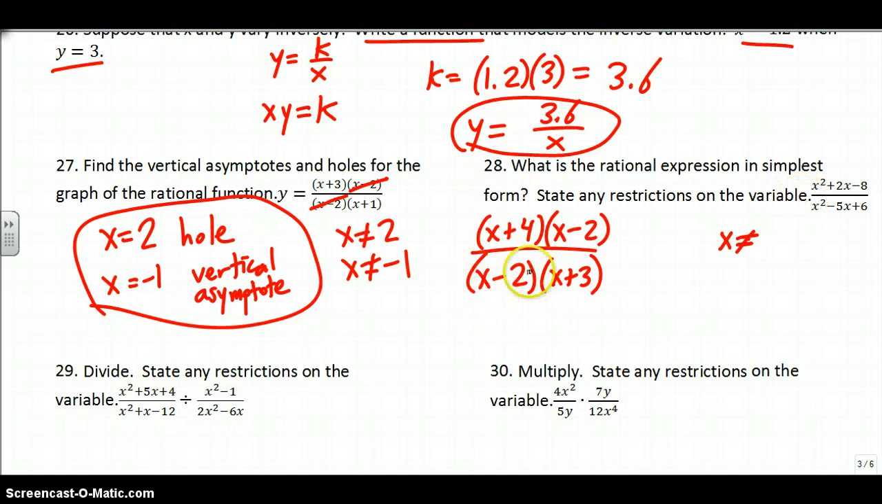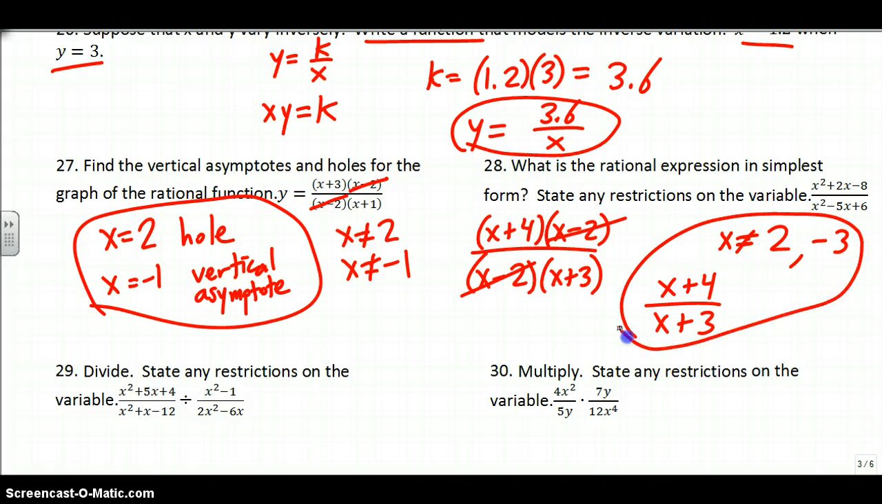So let's look at the denominator. X can't equal 2, and it can't equal -3, because if I plug in either of those numbers, bad things happen. Now I can feel free to cancel anything that's the same on the top and the bottom. I'm going to make sure that cancels all the way through. So we're left with x plus 4 over x plus 3.